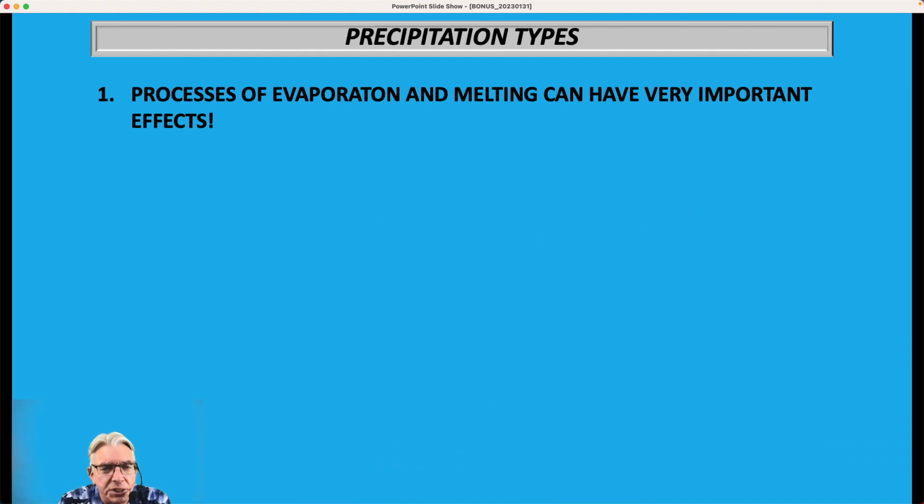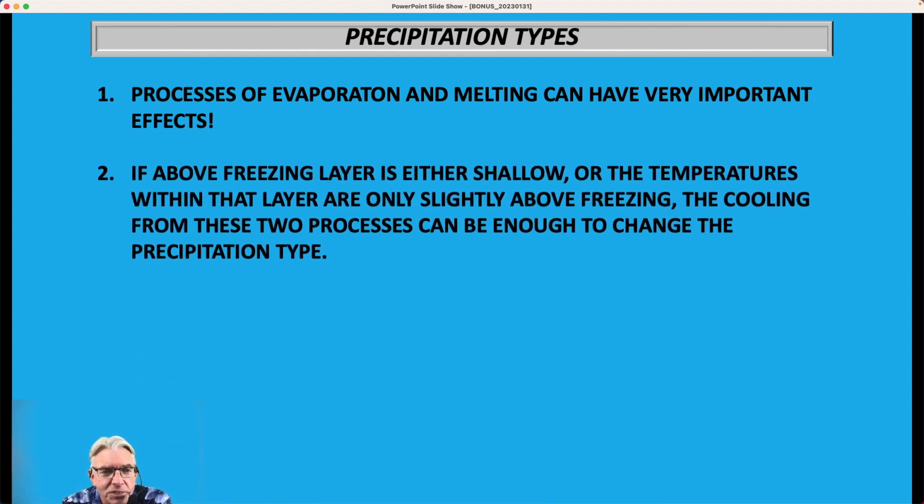Processes of evaporation and melting can have very important effects. If the above freezing layer is really, really shallow, or the temperatures within that layer are only slightly above freezing, the cooling from those two processes can be enough to change the precipitation type, okay?